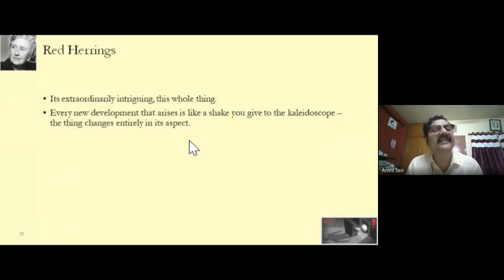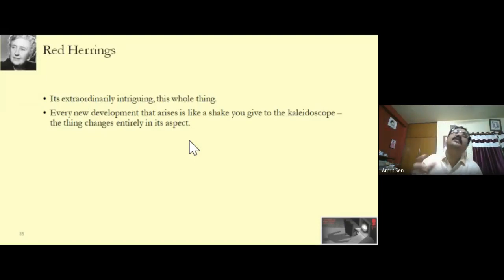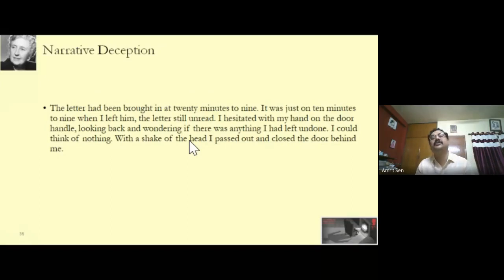Now, we've talked about the red herrings, Ralph Paton, Charles Kent. Dr. Shepherd says that every new development that arises is like a shake you give to the kaleidoscope. The thing changes entirely in its aspect. This is a characteristic of detective fiction, that every now and then you may think this one is the murderer, no, that one is the murderer, right? So circumstances and new evidence always create confusion. The kaleidoscope is confusing, right? So it is through this fog of confusion that the detective must provide the light of reason and solution, right?